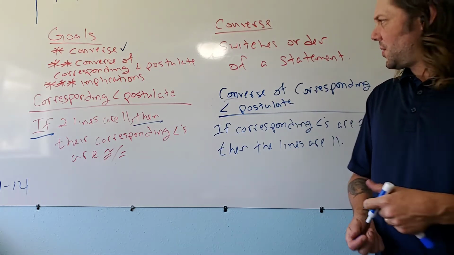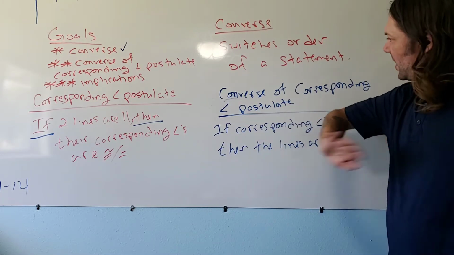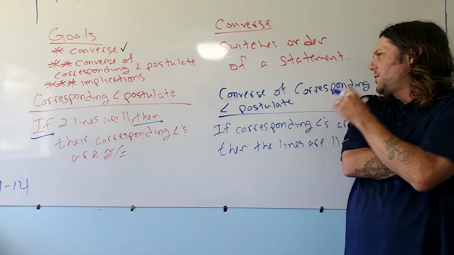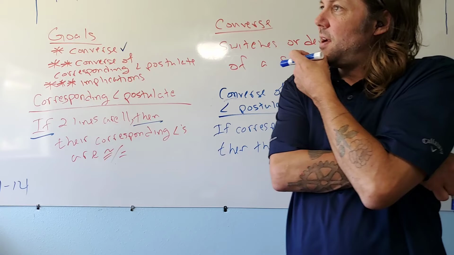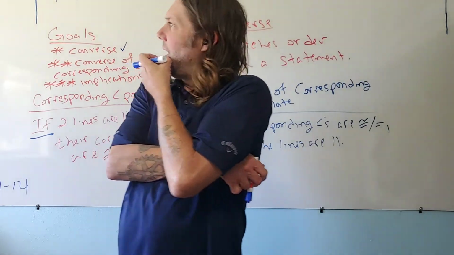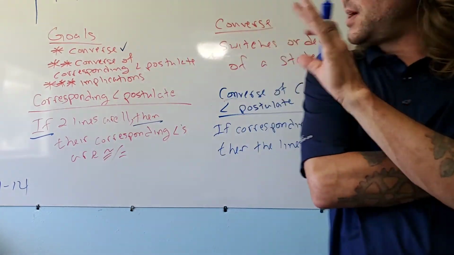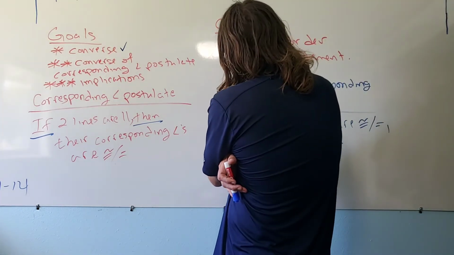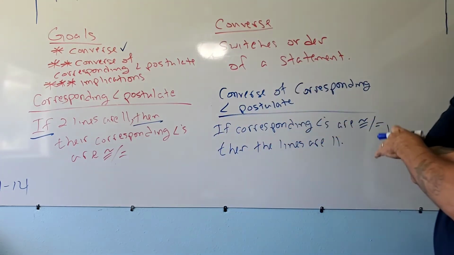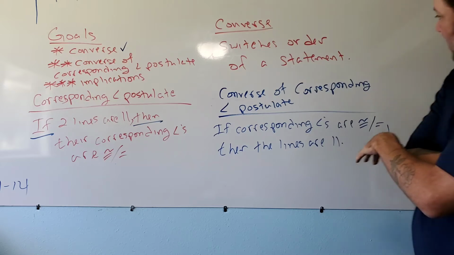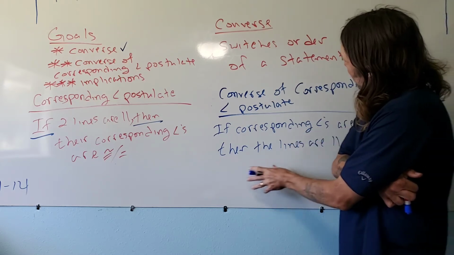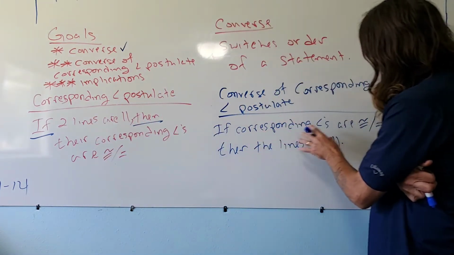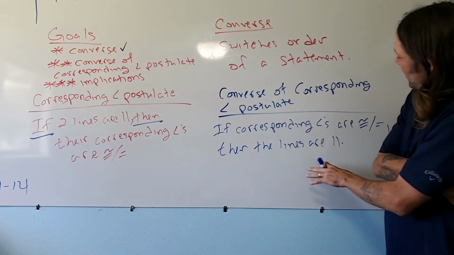I've actually shortened this from what I've seen. And again, I'd like to mention I'm not teaching it the way the book is. The book is going to use the same-sided interior angle postulate. I don't know why they did that, but they did. But anyways, the converse of the corresponding angle postulate, again, I switched the end of the statement with the beginning of the statement. And it says that if corresponding angles are congruent or equal, then the lines are parallel.